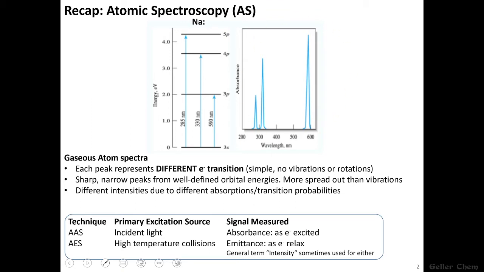Not all transitions are equally probable, thus this excitation right here happens more often than the others, and we see the largest absorption peak. Notice how much cleaner this looks compared to our previous molecular spectroscopy examples. We just have three different peaks. They're sharp and they're well spread out, and that's because they correspond to these different electronic transitions.